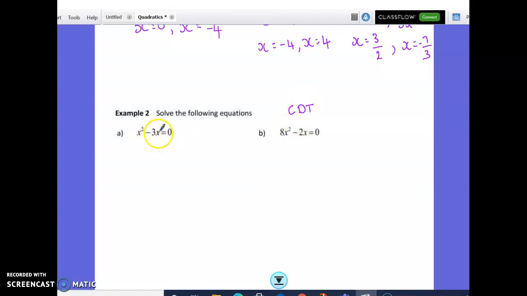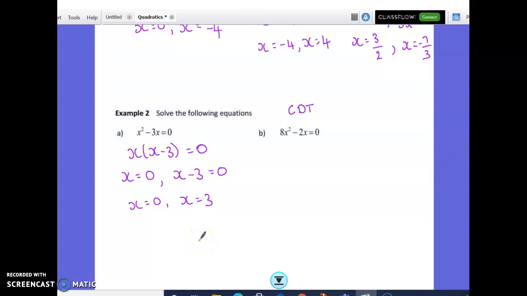First one then, we've got x squared minus 3x. First thing I look for is a common factor. I've got a common factor of x. Take out my common factor of x, I'm left with x minus 3. So x bracket x minus 3 equals 0. That gives you my two things multiplied together. So separate them out. X equals 0, x minus 3 equals 0. So we get x equals 0, x equals 3.